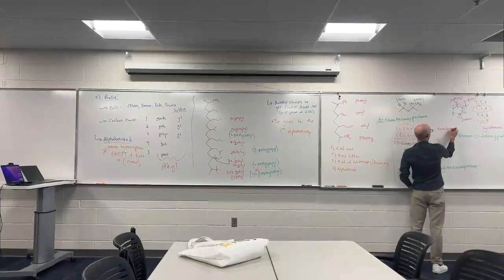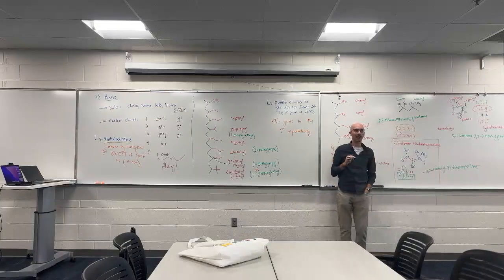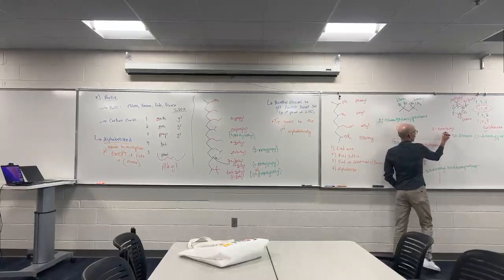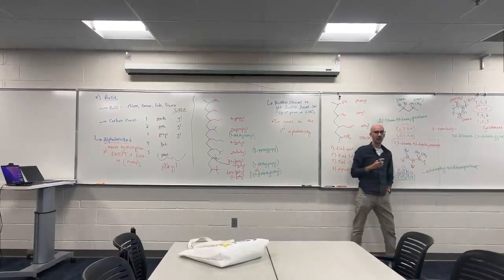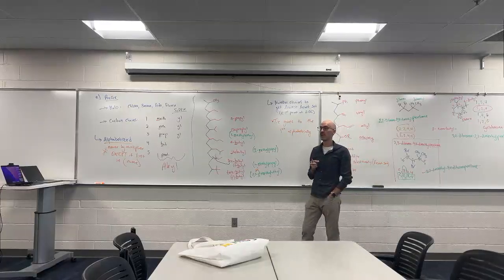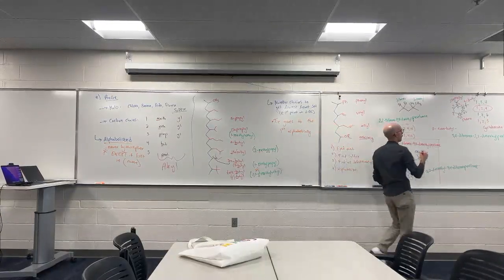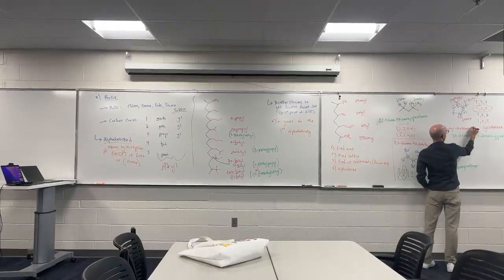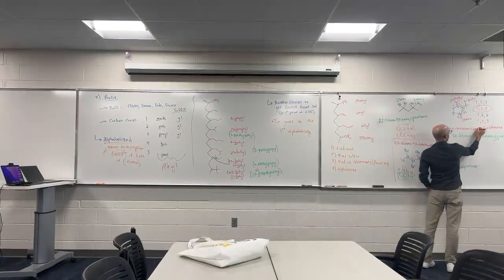Tert-butyl. Oh no, that's not enough. I need to describe where on the carbon chain tert-butyl is. 2 tert-butyl. Then what? 4 chloro. And lastly, 1 isopropyl.